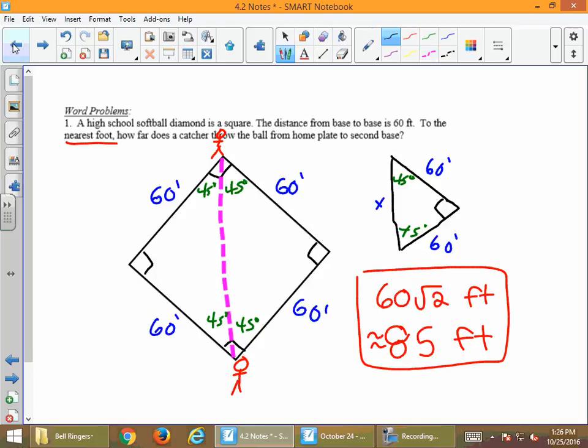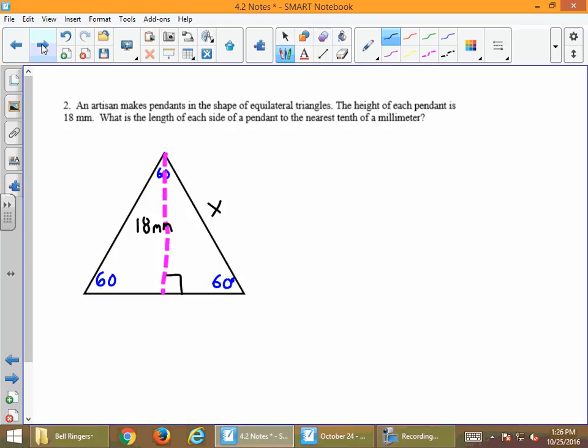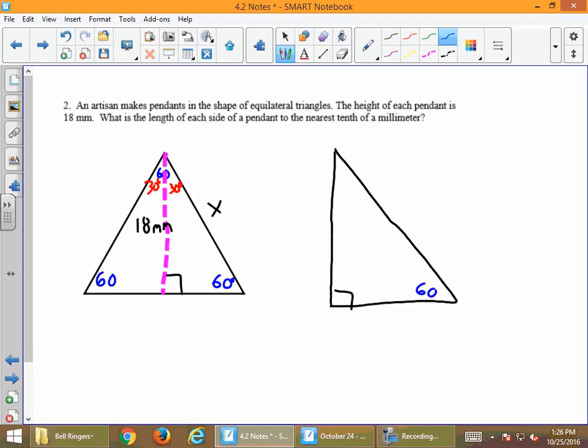Just like the last time when I threw that softball across the way, it bisected that angle. When I had this height right here, or altitude, it also bisects it. So when I bisect a 60-degree angle, what's it become? 30. So now look at my triangle I just made. I made a 30, 60, 90. For those of you who don't visualize that very well, draw one over here. There's my 90. There's my 60. Here's my 30. And I know this is 18 millimeters.